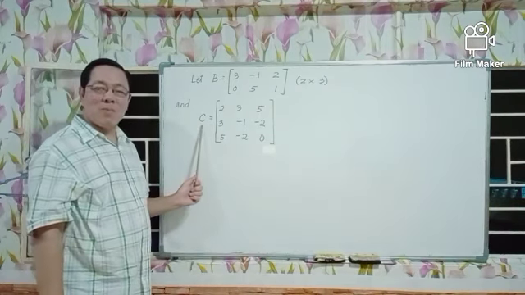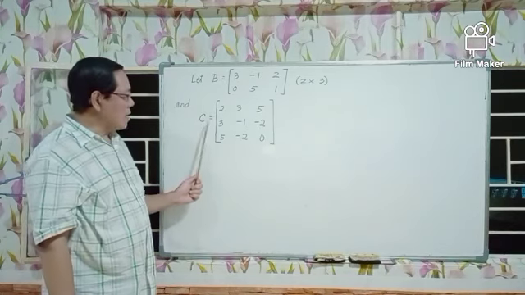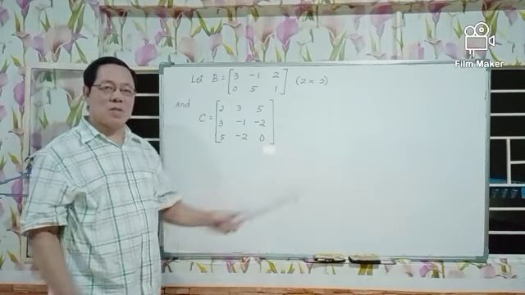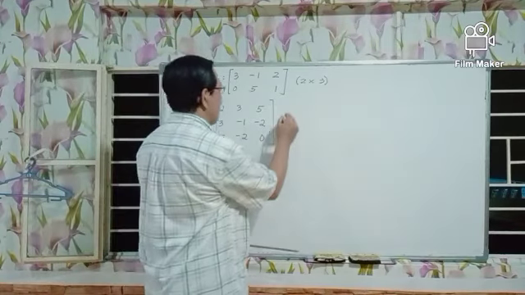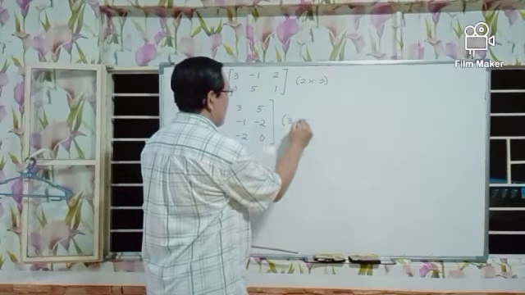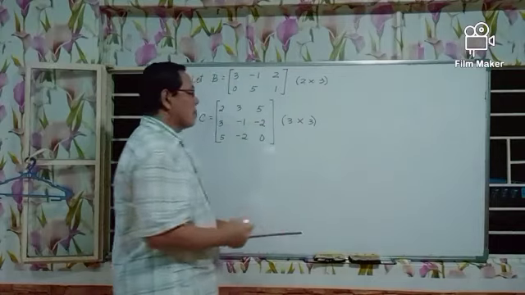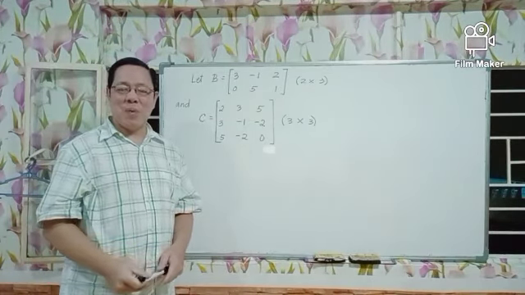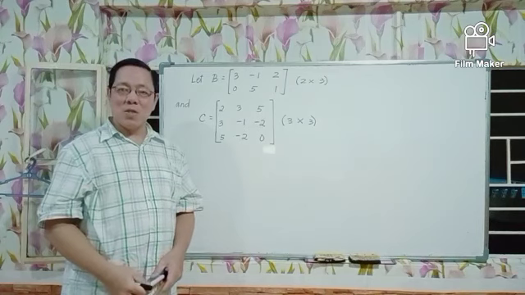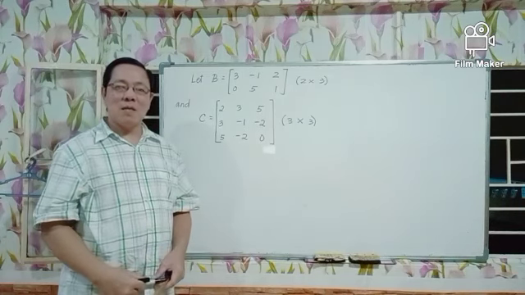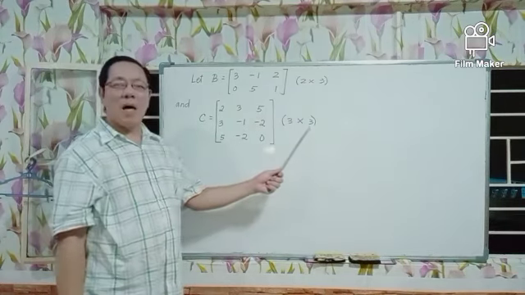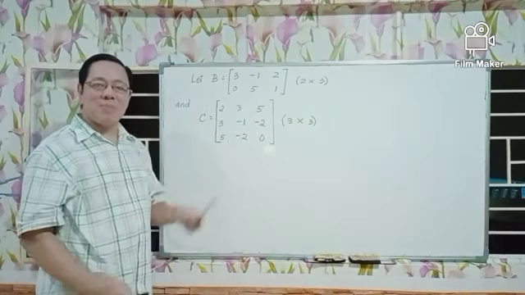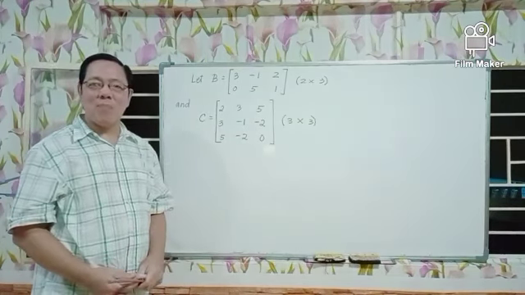C is a square matrix and it has 3 rows and 3 columns. Hence, by definition, the size of the transpose of matrix C, denoted by C to the power T, is also 3 by 3. Now we get the transpose of matrix B, denoted by B to the power T.